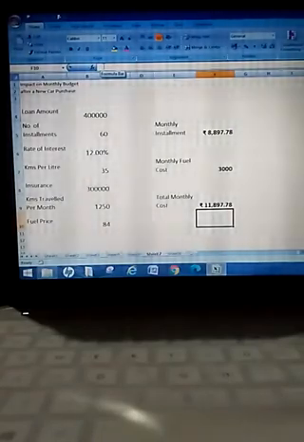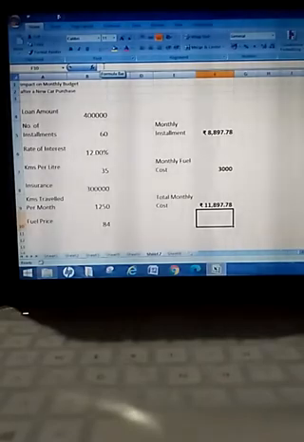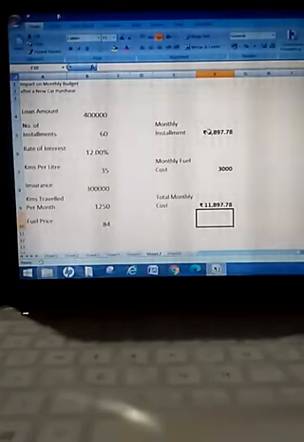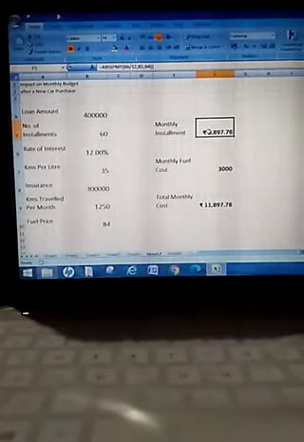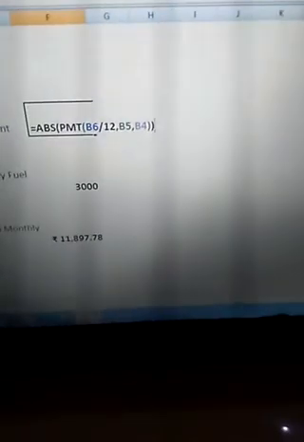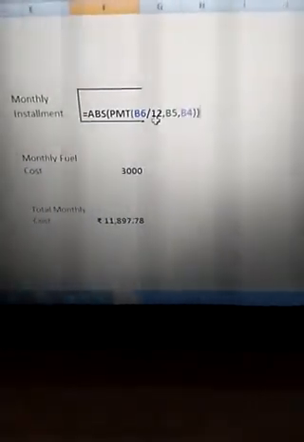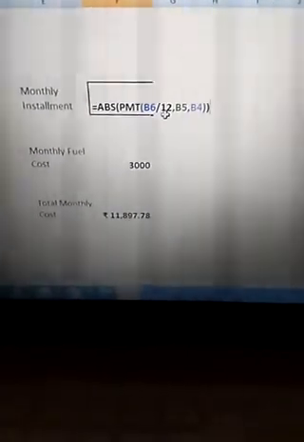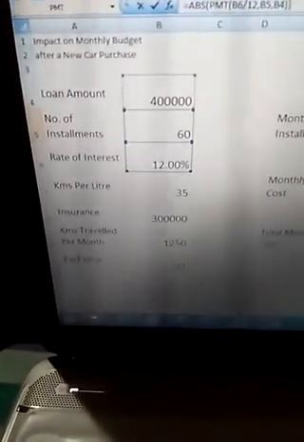Clear? Now in this worksheet, if we have to set the scenarios, what can we do? I have written one formula here. I will show you that this is a formula. I'm just writing it over here. ABS is the absolute formula. PMT is one of the formulas that is based on the calculation of the number of installments, loan amount and rate of interest.